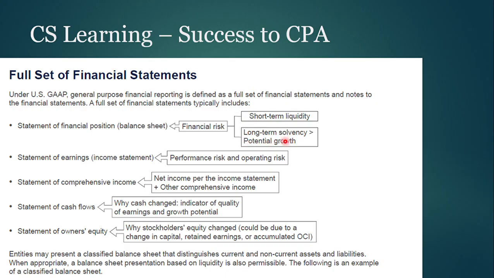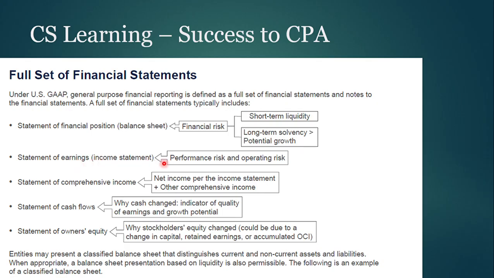We will discuss the balance sheet in detail in coming videos. But as of now, just understand that the financial position, that is called the balance sheet, gives you financial risk related information. It will give you an idea about how good the company is in short-term liquidity. So that is one thing, and the second is the statement of earnings, that is called the income statement.